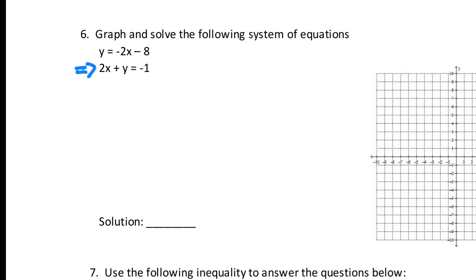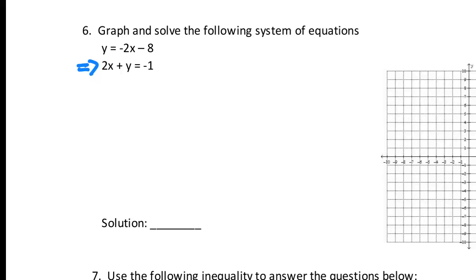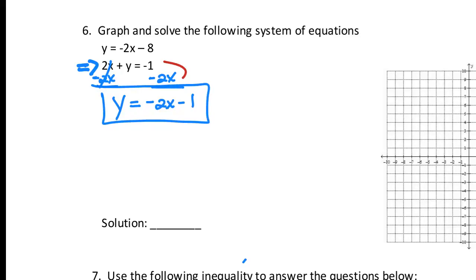What would I need to do to the second equation to get it to slope-intercept form? Yes, very good. So subtract 2x. Subtract 2x over here. 2x's cancel out. Y is equal to, can I combine those? No, you cannot. One's an x term, one is a constant, negative 2x minus 1. And there you have it in slope-intercept form.